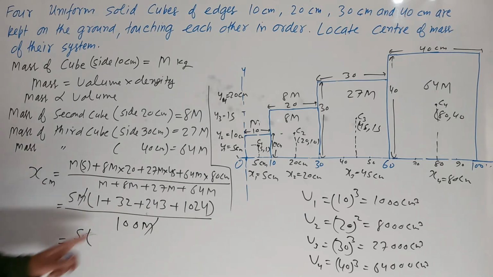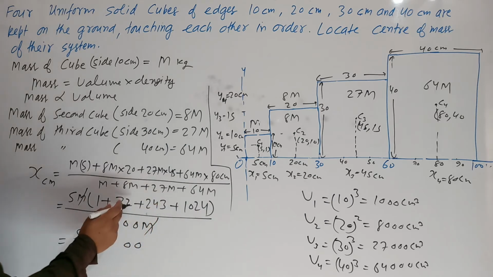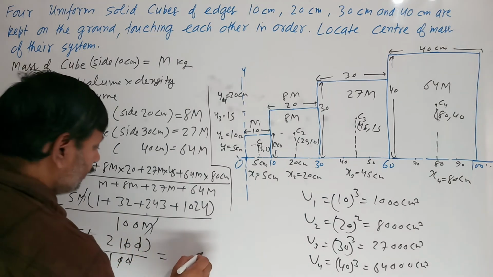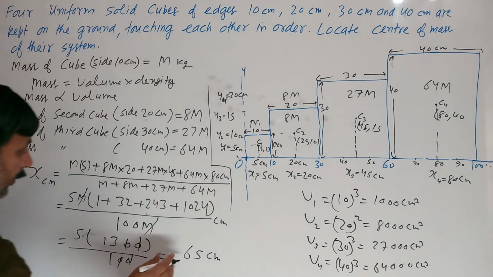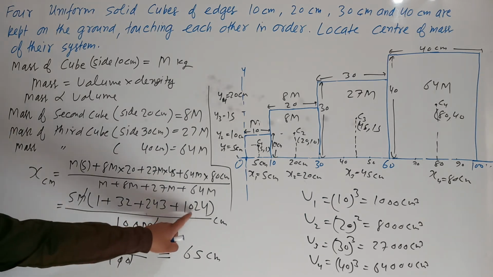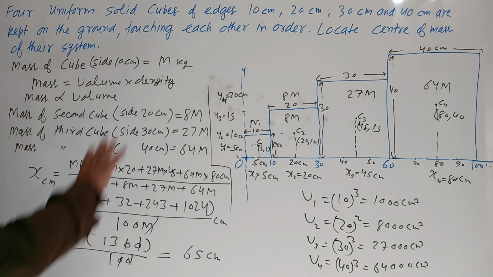5 multiplied by this has come 1300. Sorry, 1300 has come. So this has come 1300 into 5 divided by 100. You can see here the x coordinate of the center of mass is around 60 at this. So 16 cm will be the x coordinate of the center of mass of this.